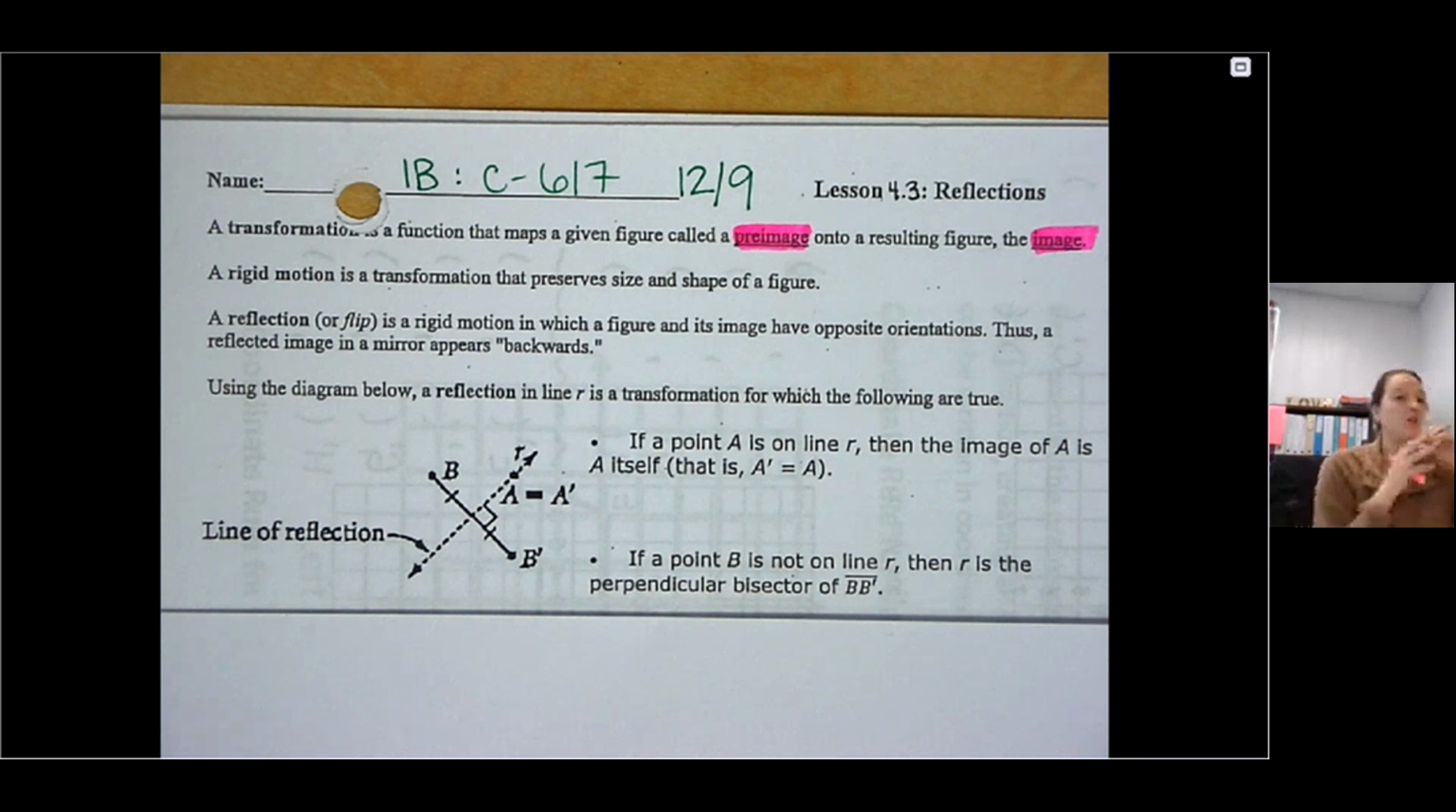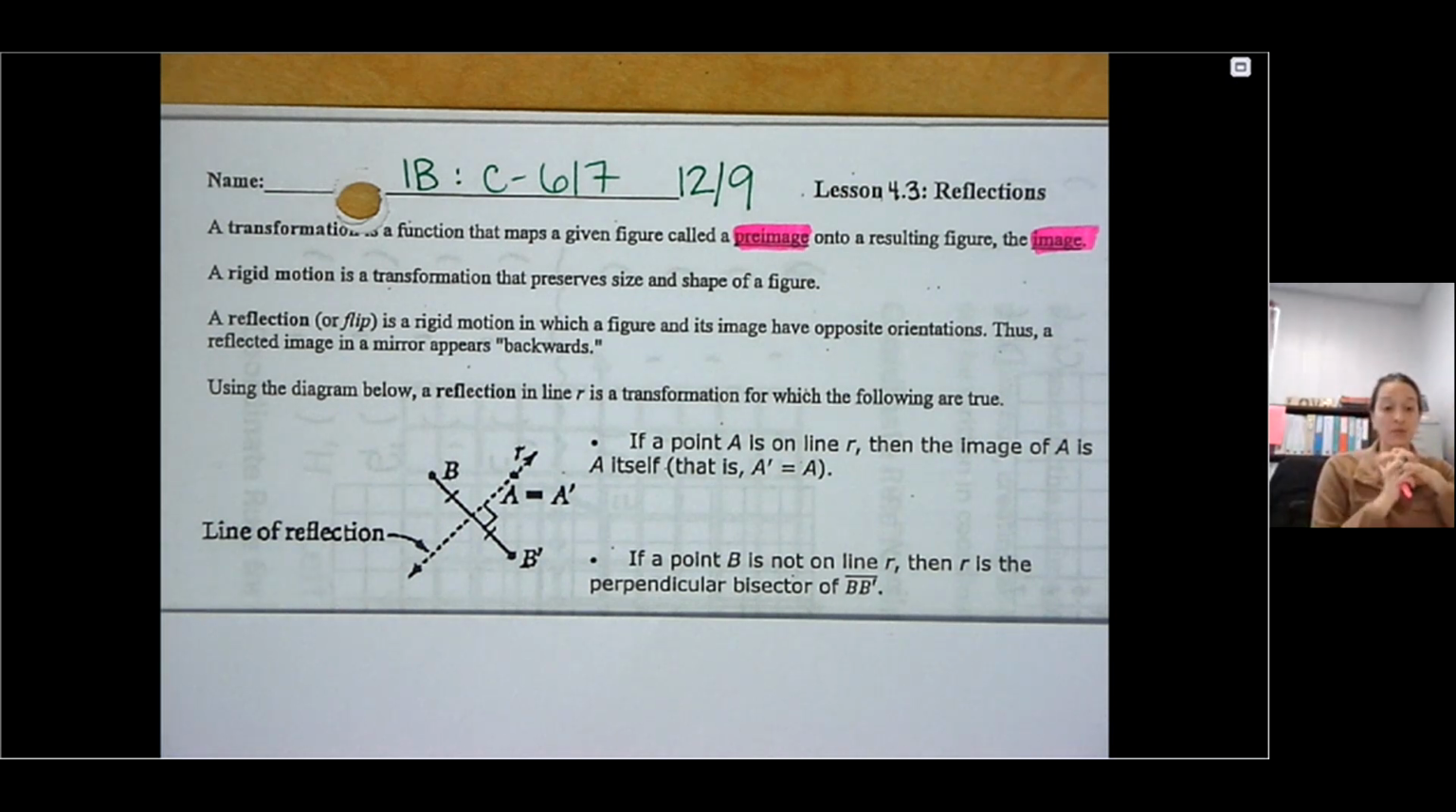A reflection or a flip is a rigid motion in which a figure and its image have opposite orientations. Thus, a reflected image in a mirror appears backwards. As you watched that video, you probably noticed this when looking at a reflection. If you raise your right hand in the mirror, it looks like you're raising your left hand. Essentially, the orientation, or the direction that you're facing on a graph, changes.